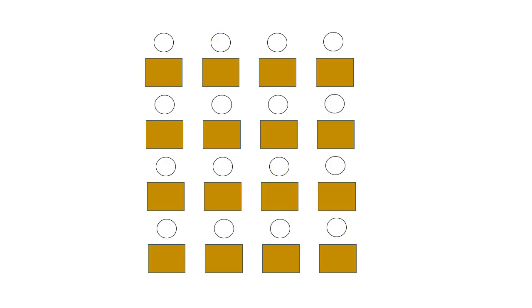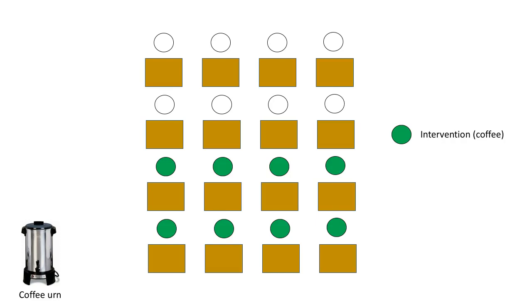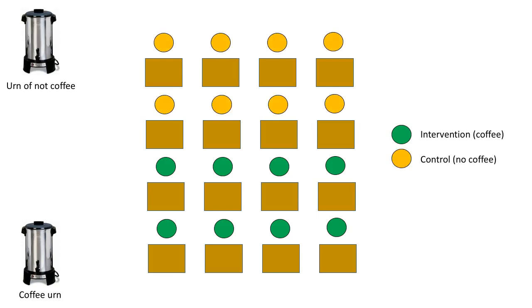But sometimes it's not feasible to randomly assign people. Let's say you have one big container of coffee and one big container of not coffee. For the sake of efficiency, you set the container of coffee at the front of the room so that everyone in the front half of the class is in the intervention group. And you set the container of not coffee in the back so that everyone in the back is in the control group. This is a quasi-experimental study, because you have not randomly assigned participants to one group or the other.